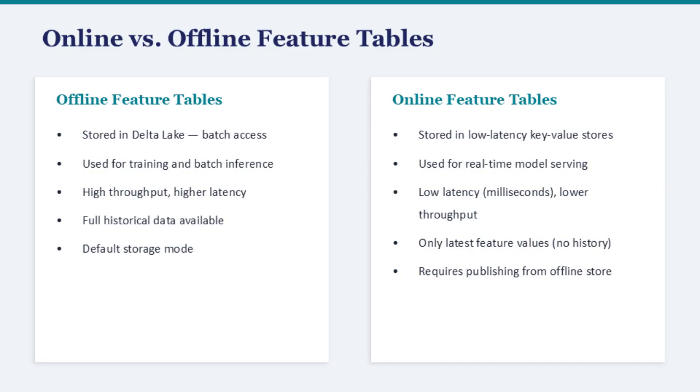On the other hand, online feature tables are stored in low latency key value stores. They are designed for real-time model serving, where you need features in milliseconds. The trade-off is lower throughput, and they only store the latest feature values, not the entire history. You need to explicitly publish features from the offline store to the online store. When the exam describes a real-time serving scenario and asks where features come from, the answer is online feature tables. When it's about training or batch inference, it's always offline tables.